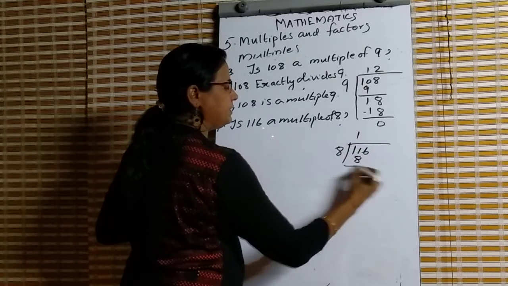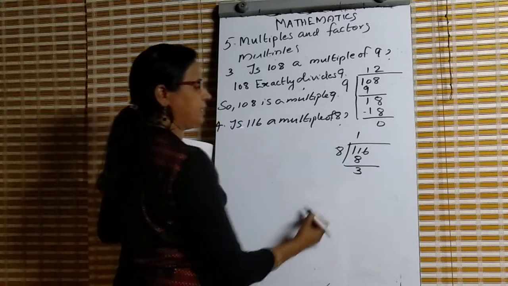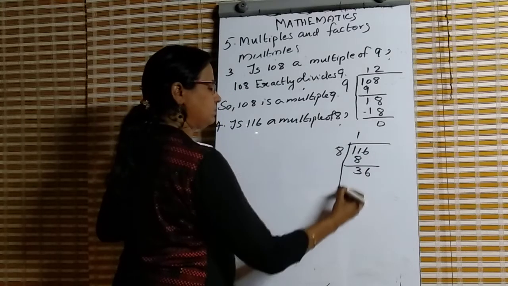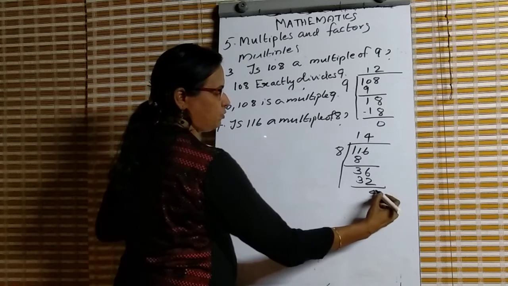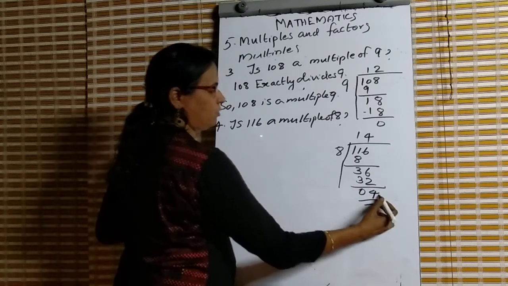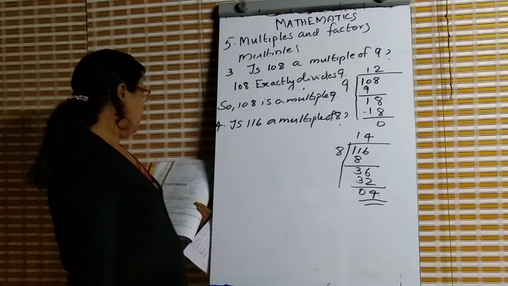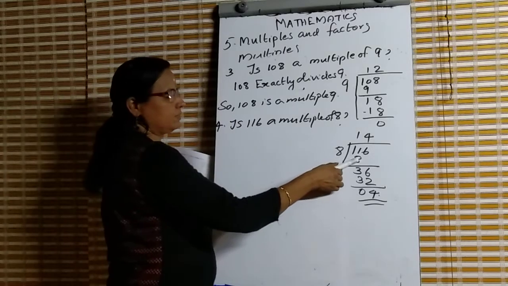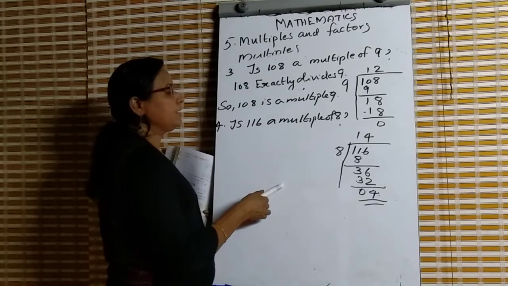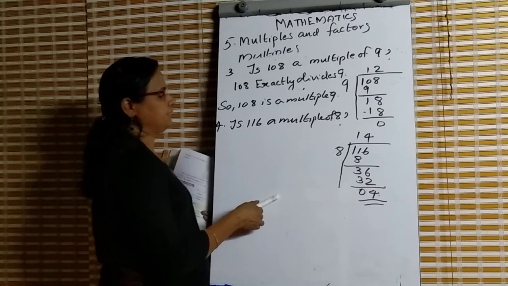1 into 8, 8. 11 minus 8, 3. Next number 36. 4 eights are 32. 36 minus 32, 4. What is the remainder? Here we get the remainder 4. That means 116 does not exactly divide by 8.